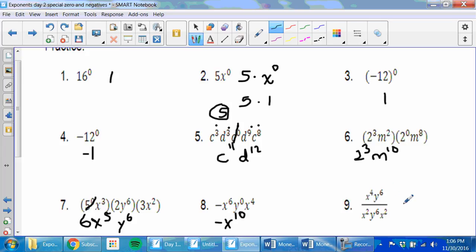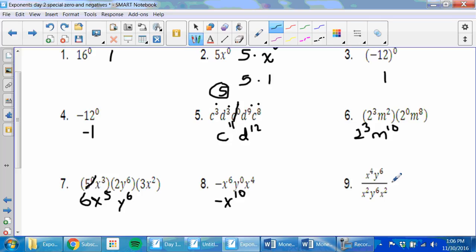Number 9, I'm going to simplify the bottom here first. So the top's going to stay the same, x to the 4th, y to the 6th, over x squared times x squared. That's going to turn out to be x to the 4th. See what's happening here. And then y to the 6th will stay there.